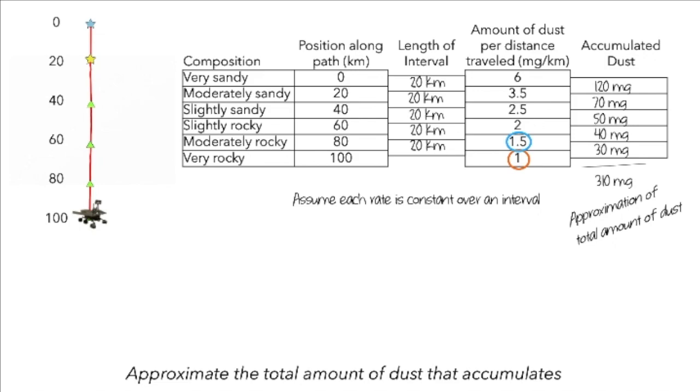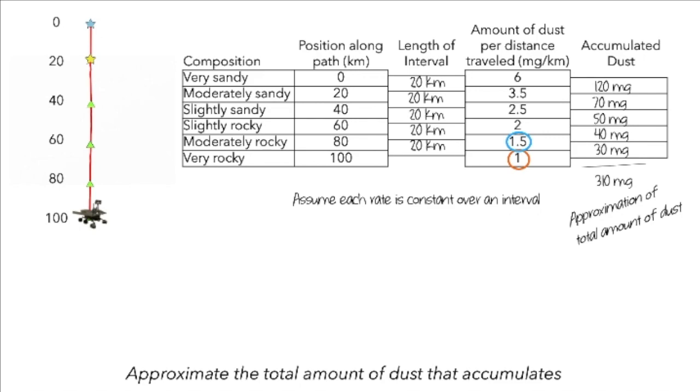We can see that the rate of accumulation had dropped to 1 milligram per kilometer by the end of the interval. So we could also have done the entire calculation by using the rate at the end of each interval instead of the beginning. This would have given a slightly different approximation of the total amount of dust that accumulates on the rover. This estimate would not necessarily be more or less accurate than the one we got using the rates from the beginning of each interval.